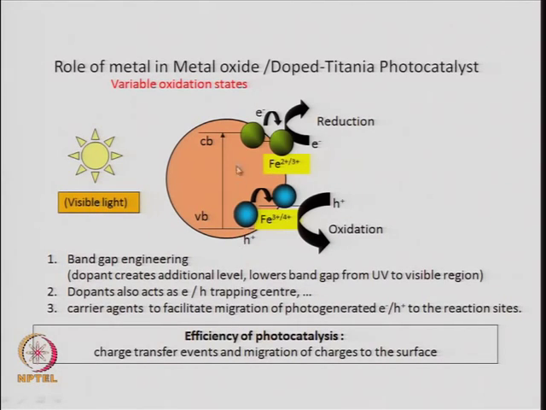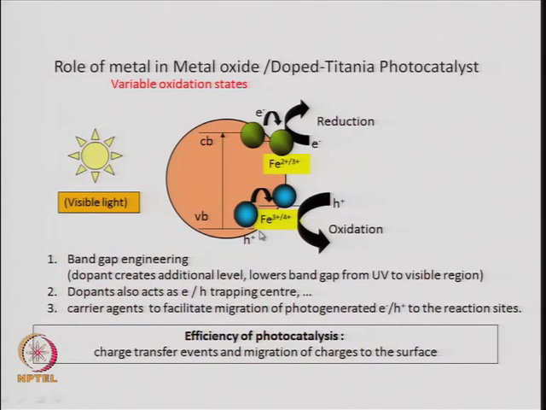If you have electron and hole generation, even with less energy, you can create these levels where an electron in the conduction band can go to the iron 3 plus, and iron 3 plus will get converted to iron 2 plus. So, you start with the Fe3 situation. Iron is 3 plus, but when iron 3 plus gains an electron it becomes iron 2 plus, and if you have an electron coming, you can do this reduction.